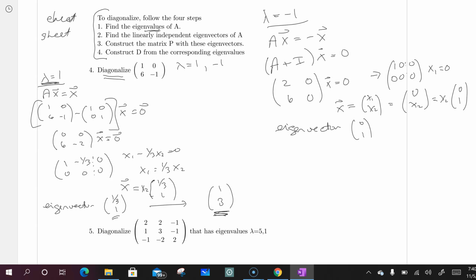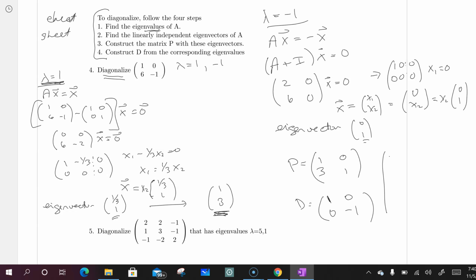Okay, so now let's put together the P and the D. So the P is made up of the eigenvectors. The D is made up of the eigenvalues. So let's start with 1. So this eigenvalue of 1 I'm going to put here, and I'm making a diagonal matrix, and I'm going to put the eigenvector here. Then I'm going to put my eigenvalue of negative 1 on the diagonal, and then I'm going to put this eigenvector here.